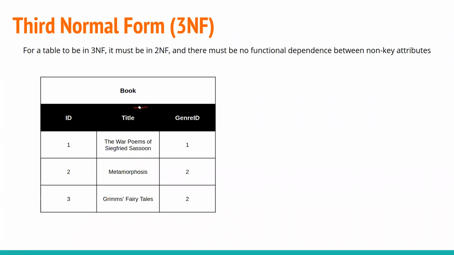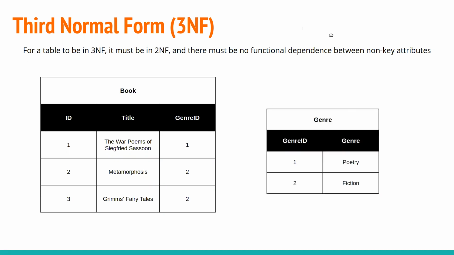So what we'll do, we'll remove the genre's name from the table. Okay, and you can see we're ending up with a very small table, but you'll see that it'll work much better. And we'll create a second table called genre. Okay, like so.